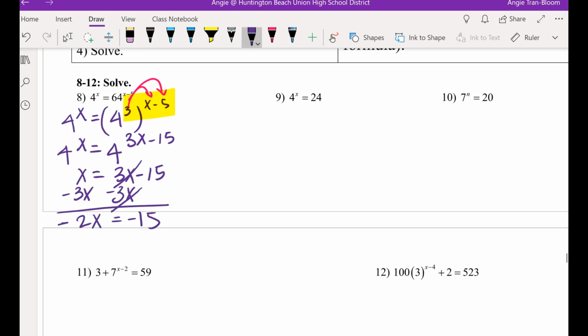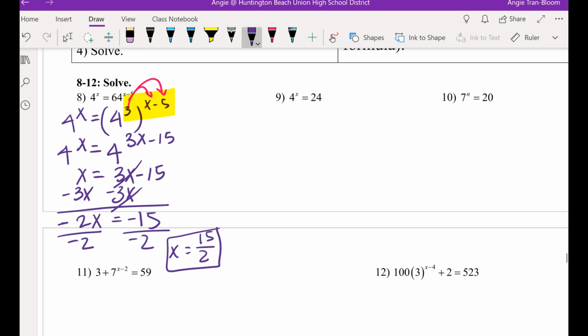Yeah. Then, what do you want to do next, please, Saxon? You want to divide the negative 2 to the negative 15. Good. Final answer. This one goes to, what do we have left, Wyatt? 15 over 2. Perfect. And leave it as a simplest fraction form is fine. Okay.